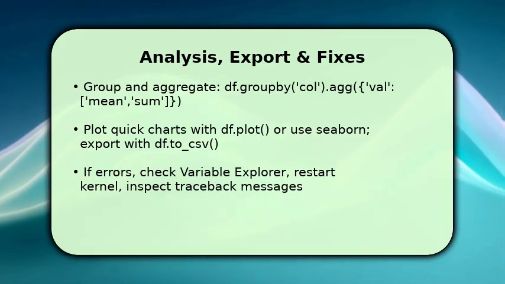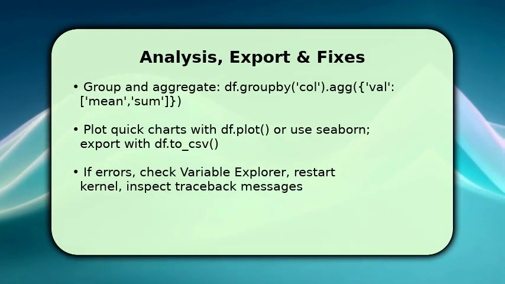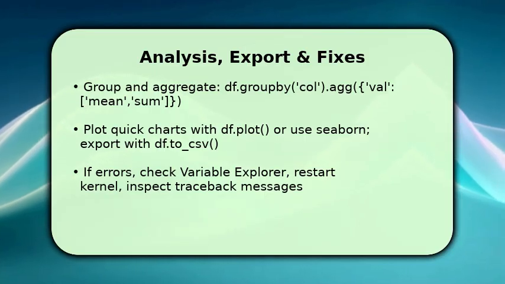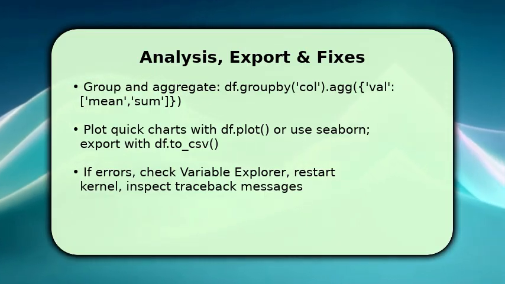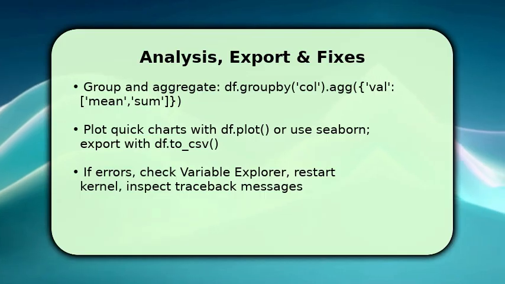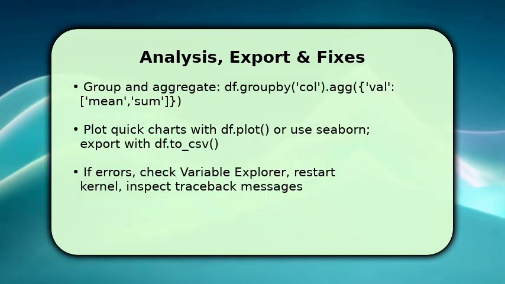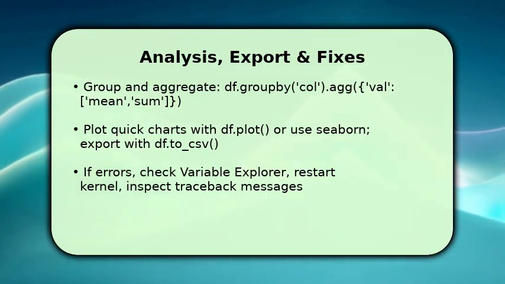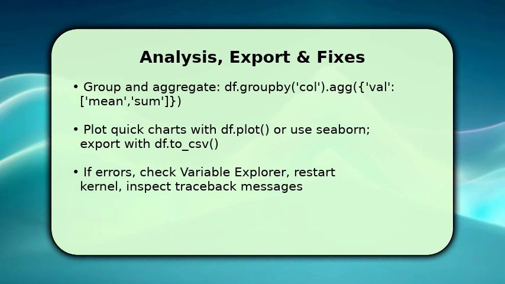If something breaks, inspect the traceback in the console, examine variables in the Variable Explorer, and restart the kernel if state is corrupted. One key troubleshooting tip: clear problematic variables and rerun the minimal sequence of cells to isolate the failing step and fix it quickly.